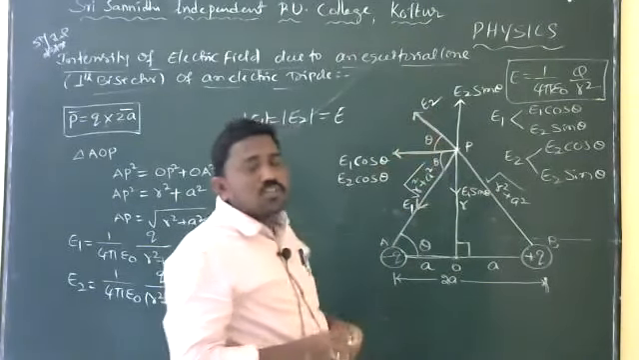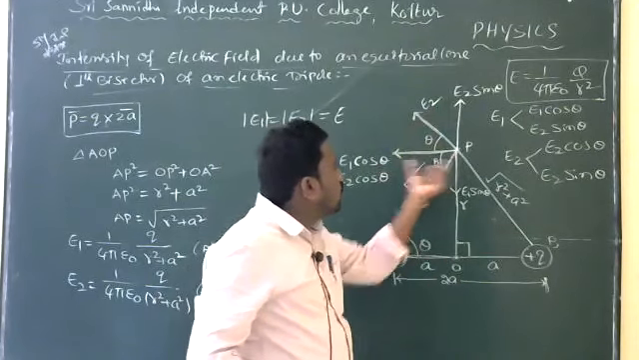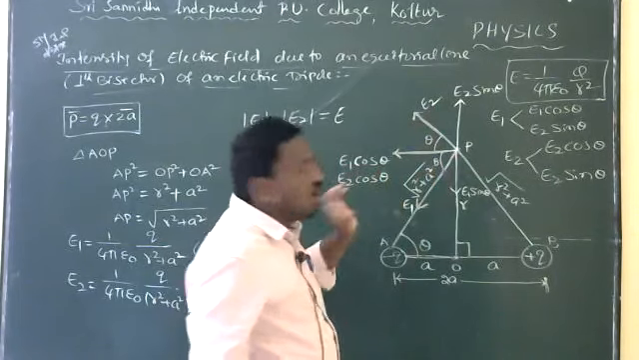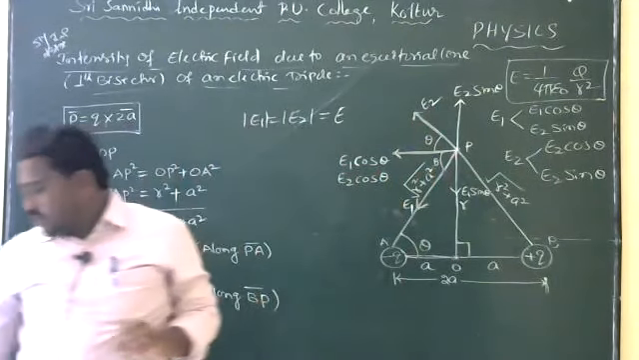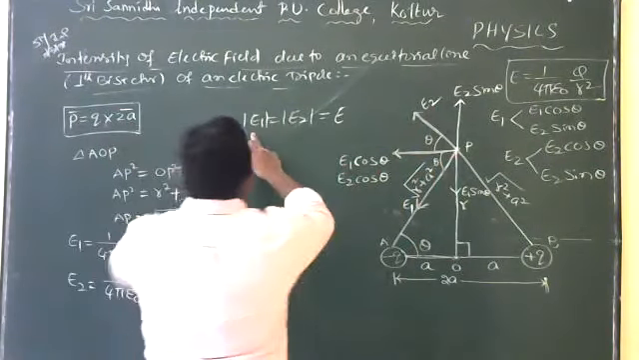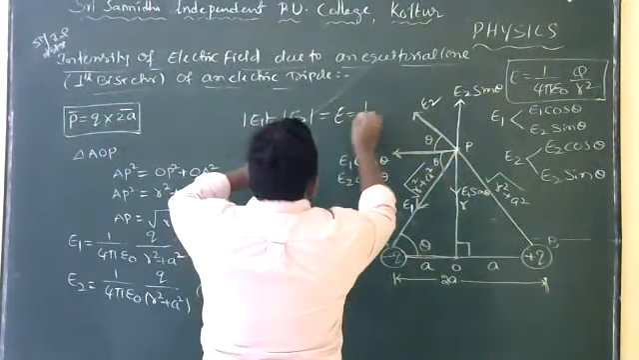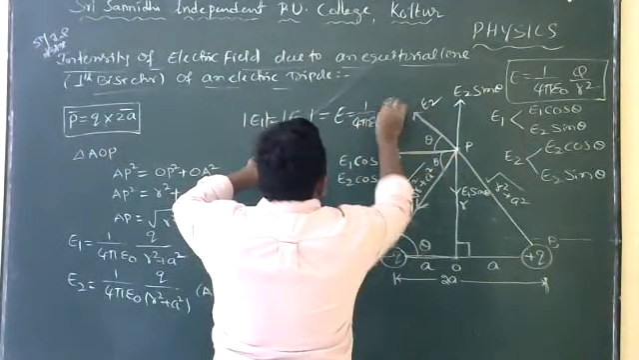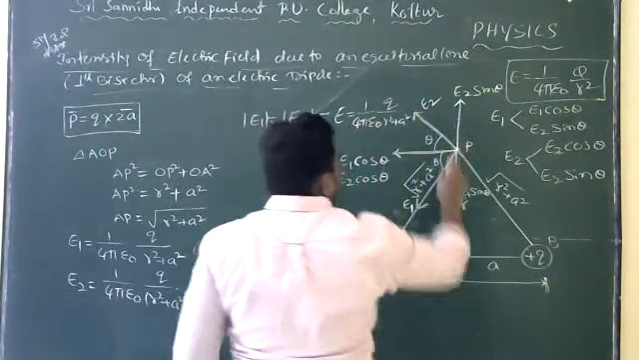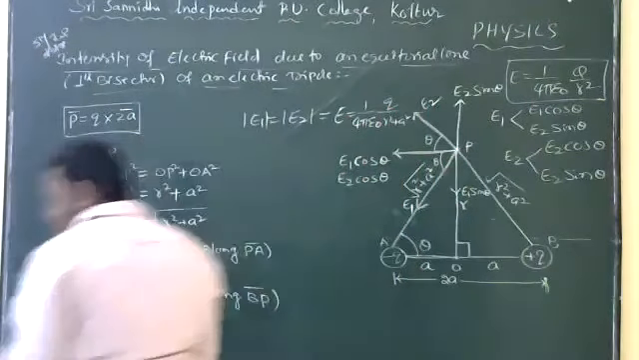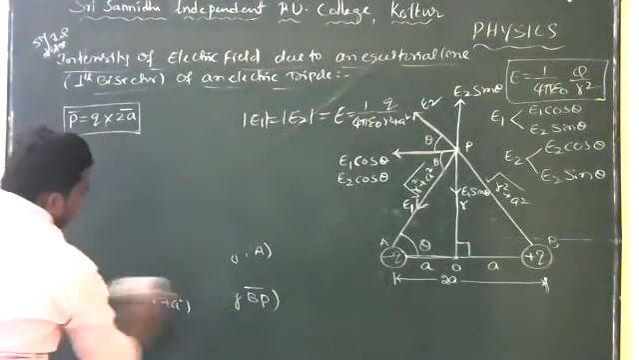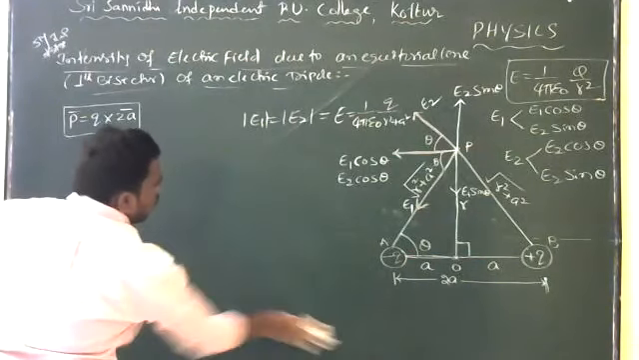So only the horizontal components are responsible for the intensity of the electric field at point P. That is E1 cos theta and E2 cos theta. Here E1 is equal to E2 is equal to E, which is 1 by 4 pi epsilon naught times Q divided by R square plus A square. The vertical components cancel out, and only the horizontal components give the resultant intensity at point P.